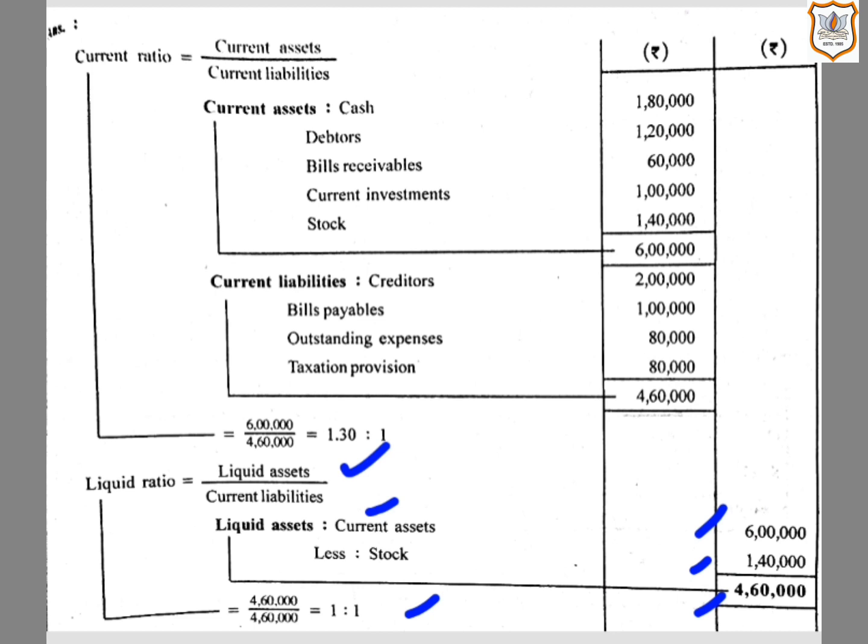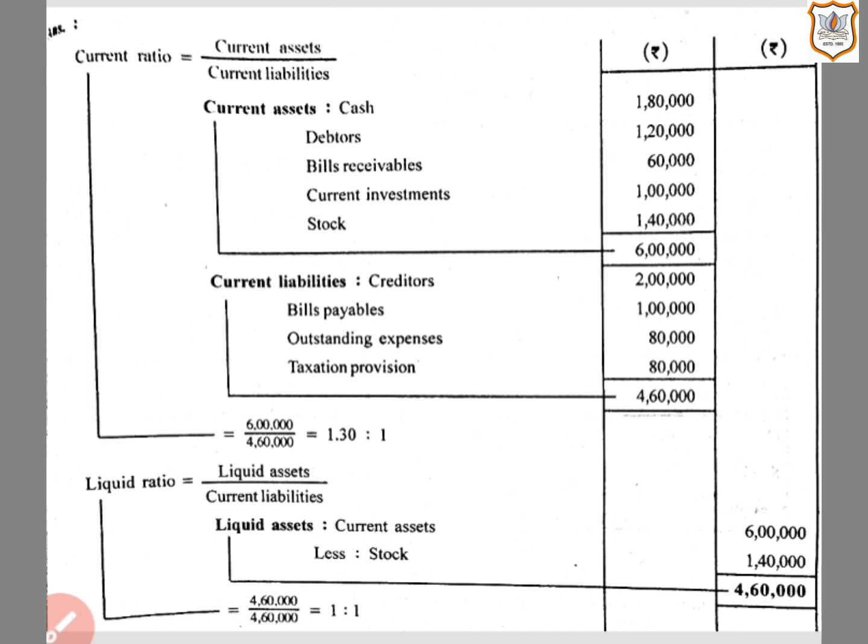Liquid ratio, or we can say that quick ratio, is a fairly stringent measure of liquidity. It is based on those current assets which are highly liquid. Quick ratio of 1:1 is considered as ideal, or we can say that liquid ratio of 1:1 is considered as ideal. Higher the liquid ratio, better the short-term financial position.